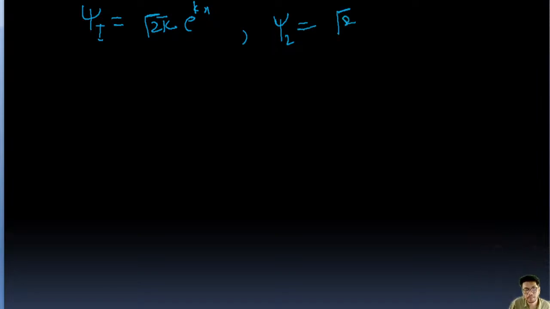So here we can write in the next phase. Therefore the normalized wave function for region 1 is psi1 equal to root 2k e to the power kx, and psi2 is going to be root 2k e to the power minus kx. So these are the wave functions for region first and region second.